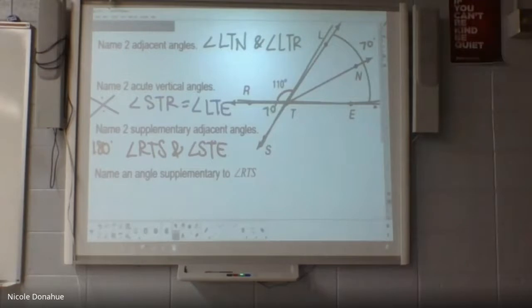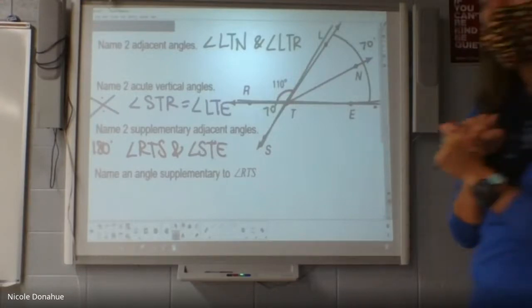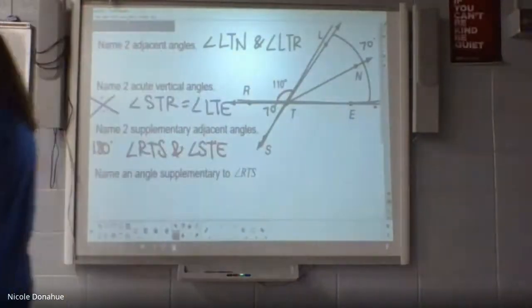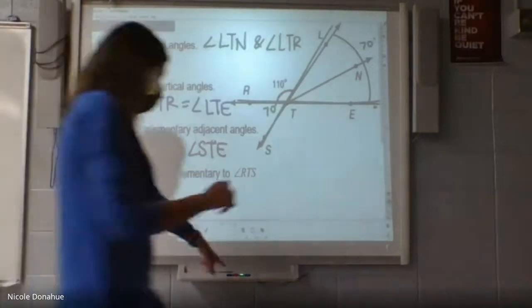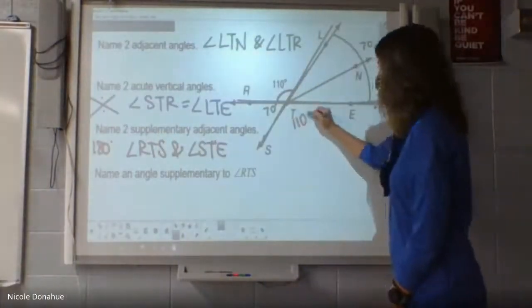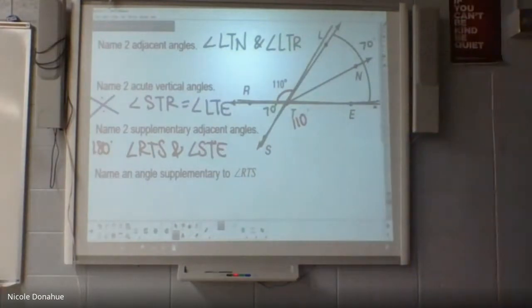What else do you guys know? Somebody else tell us. Something else we know for sure about the angle measures. What else do we know? Yeah. STE is 110 degrees. Okay, so STE, this is 110. How do you know that, Michael? There's a couple different ways you can know. It's the vertical angle. Very good.